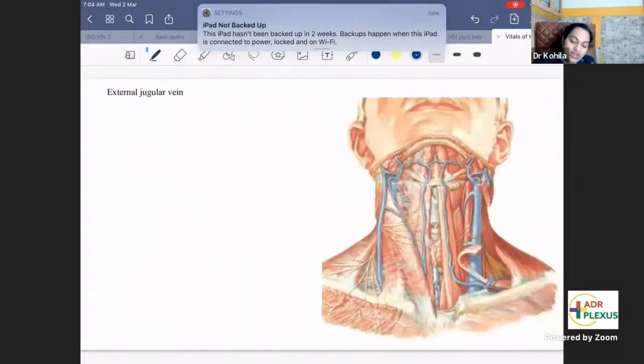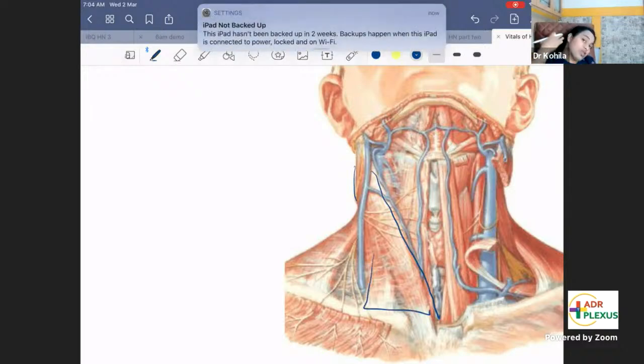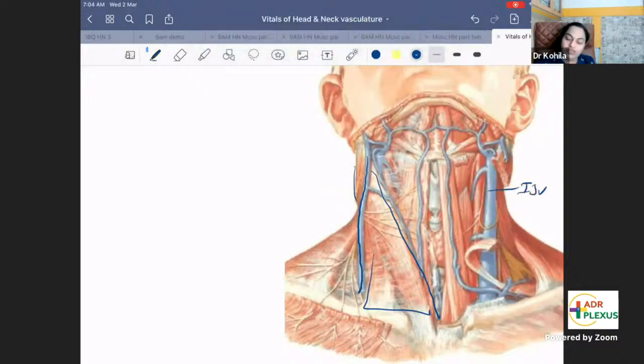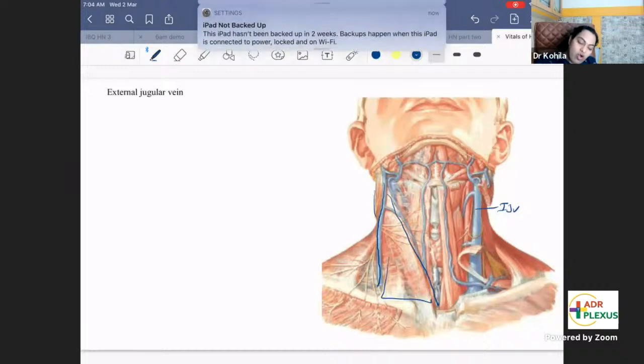External jugular vein and internal jugular vein, you should definitely identify. The main landmark is the sternocleidomastoid muscle. Superficial to the sternocleidomastoid muscle, what you see here will be the external jugular vein. Only if you remove the sternocleidomastoid muscle will you see the internal jugular vein lying deep to it. Okay, please remember that. So how is the external jugular vein formed?